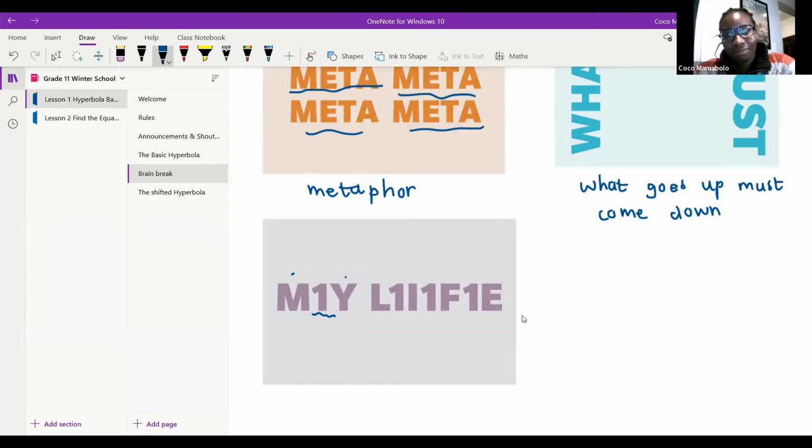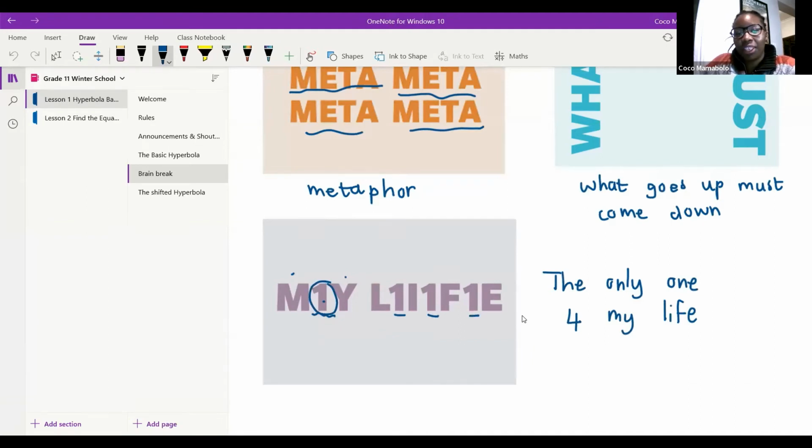Yes, see, I can't get it also. Okay, this one is quite difficult. This one is actually the only one for my life. Yeah, so there's 1, 2, 3, 4 ones, but there's only one of them in between M and Y. So the only one. Wow. I know, it was tricky when I saw it myself as well. Okay, so these are called rebus puzzles. You are very close, Cameron.